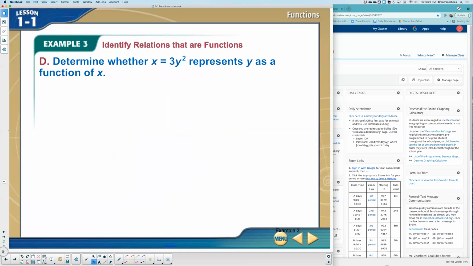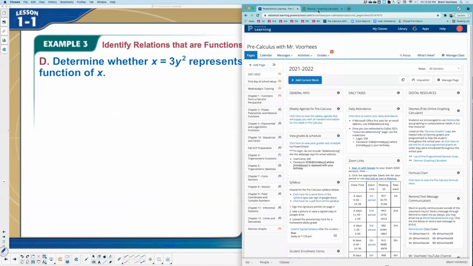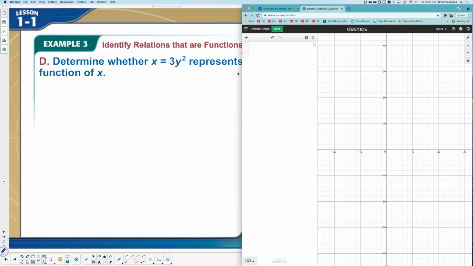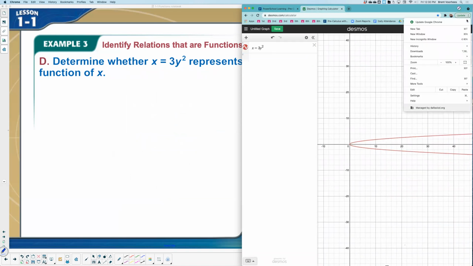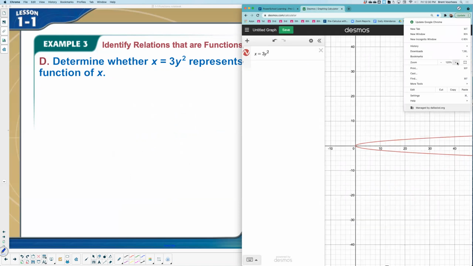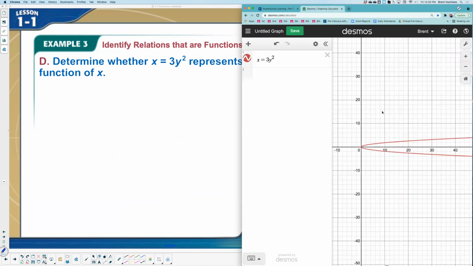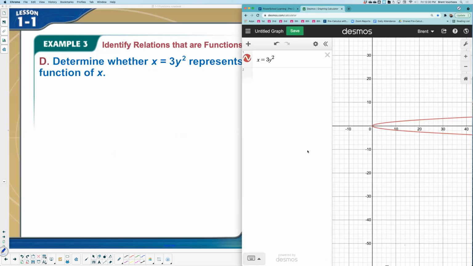Determine whether x equals 3y squared represents y as a function of x. Okay, we need to graph this. I'm going to use Desmos. I like Desmos. Desmos.com/calculator if you want to go to that, or you can just watch me type it in. x equals 3y squared. Here's the graph. What do you think? Not a function. This fails the vertical line test. So this would not be a function.